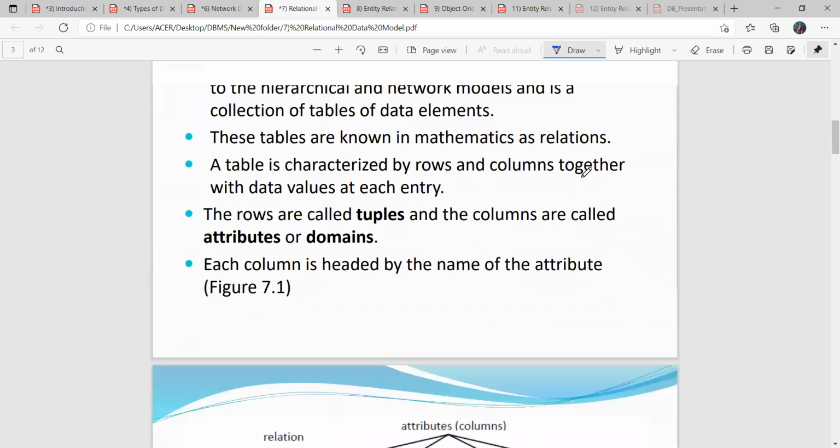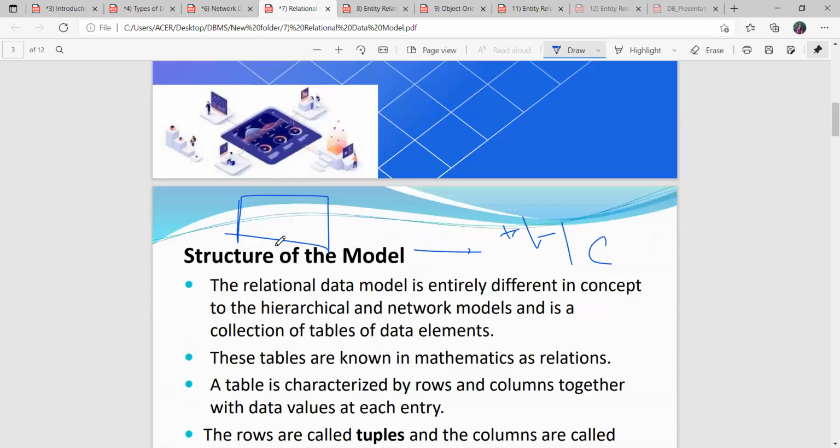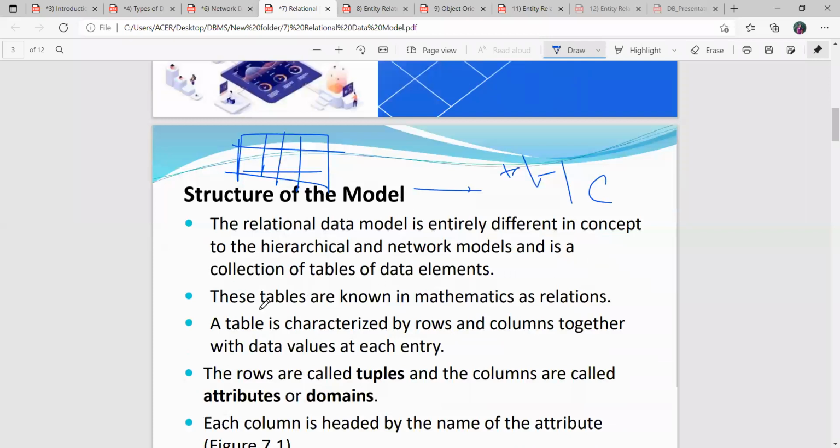When we consider a table, you can see this is a table. There are some columns as well as rows. So in this model, these tables are known as relations. The basic structure is a table, and these tables are known as relations. A table consists of rows as well as columns. This is a column, this is a column, and this is also a column. These columns are known as attributes or domain. These rows are known as tuples. The columns are known as attributes and the rows are known as tuples.